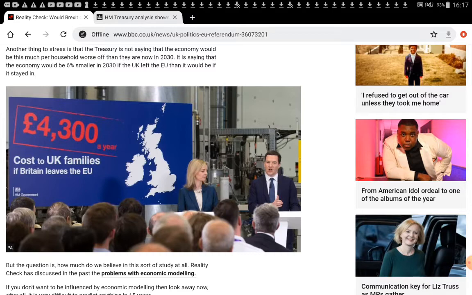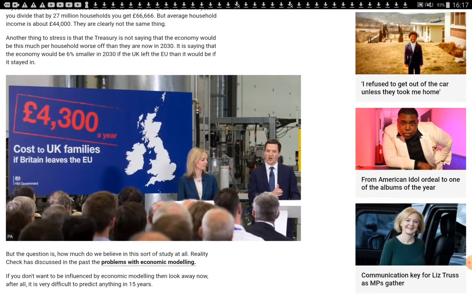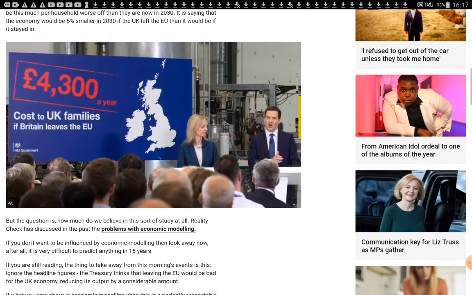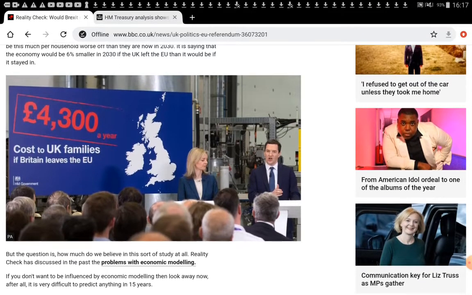£4,300 a year. Now, to come to that figure, what they'd actually done is they'd done some economic forecasts over 15 years to determine what they think the GDP would be if we'd stayed in the EU, or if we'd actually left the EU with some bilateral agreements, which is actually kind of what happened.